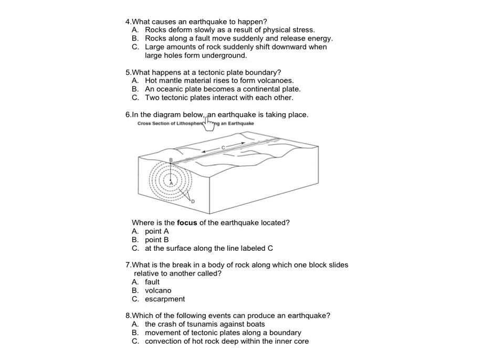Number 6. In the diagram below, an earthquake is taking place. Where is the focus of the earthquake located? A. Point A. B. Point B. C. At the surface along the line labeled C.